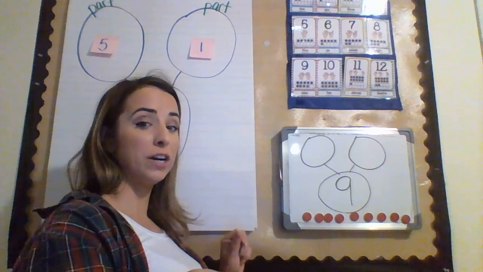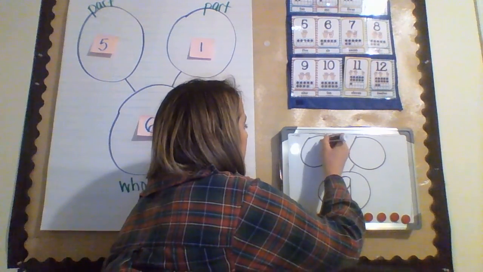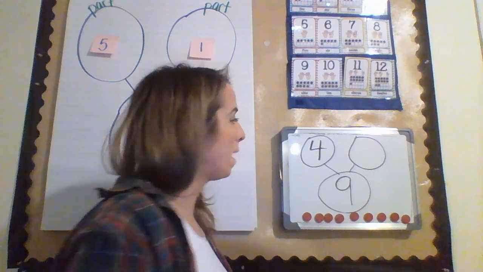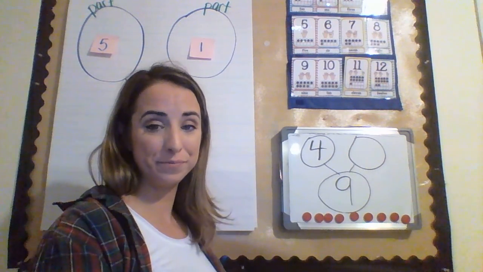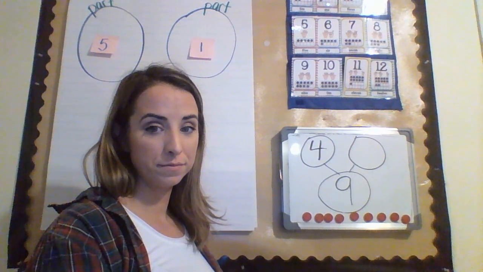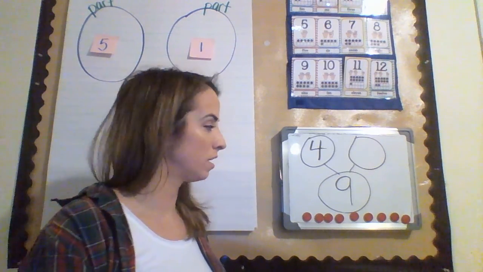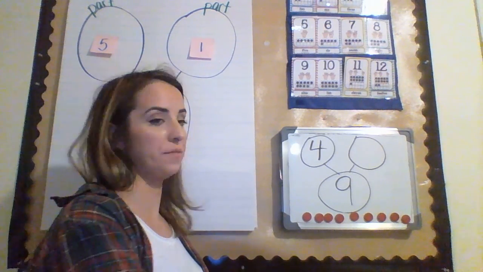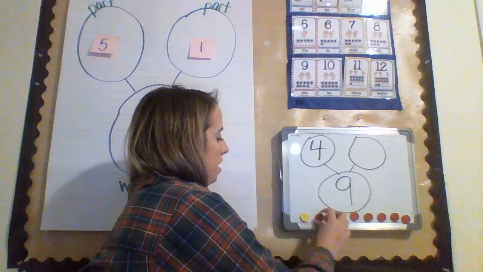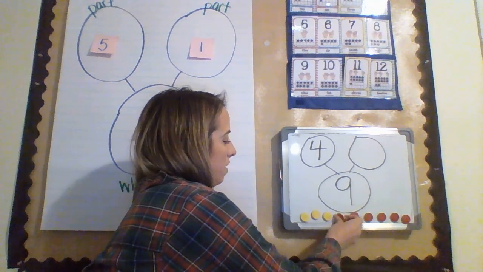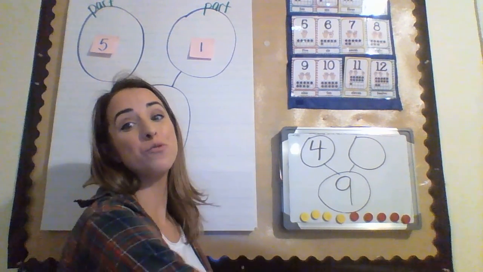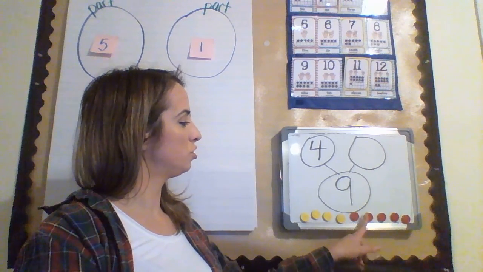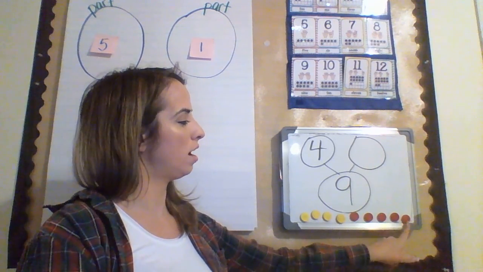All right, so my first part is 4. What must my other part be? So I'm going to flip over how many counters? 4. 1, 2, 3, 4. Now I'm going to count the rest of my counters. 1, 2, 3, 4, 5.